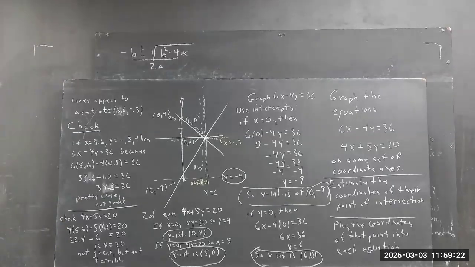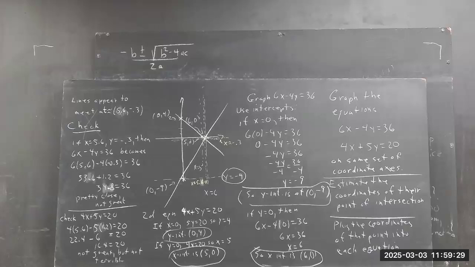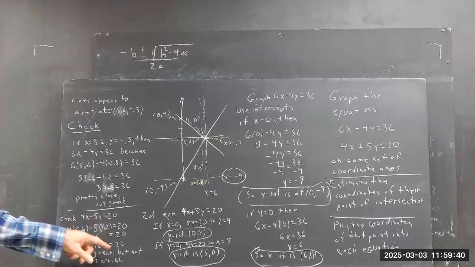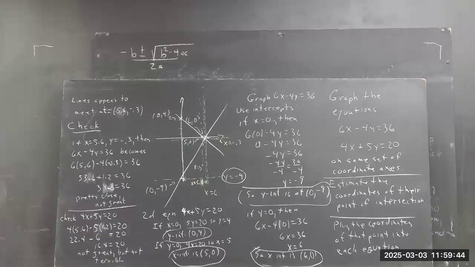Okay, then we check 4x plus 5y is 20. And it turns out that that doesn't work out quite as well. We get 16.4 equals 20, which is not great, but it's not terrible. It convinces me that my solution had better be pretty close to what I got here.